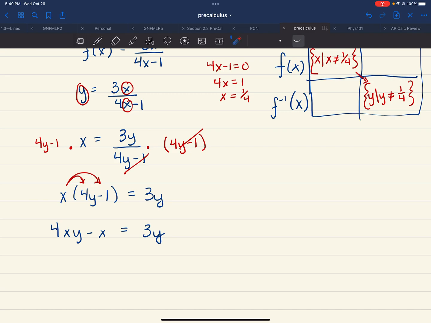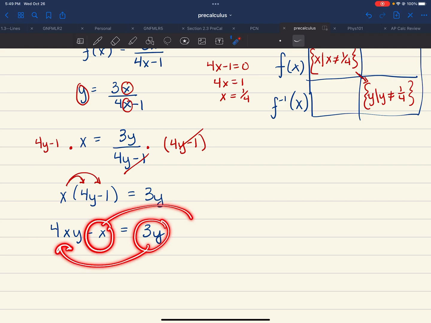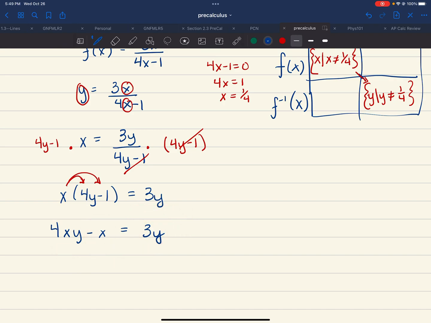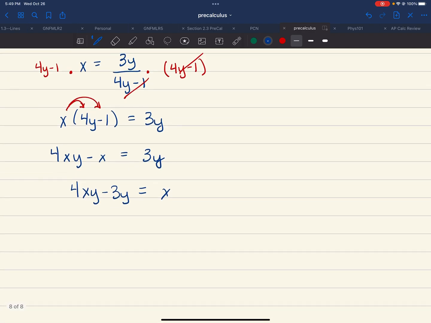Now this next thing, I'm going to do 2 steps in one. So I want all my y's on one side. So I'm going to bring this 3y over. I want anything that's not a y to go over to this side. So I have 4xy minus 3y equals x. So I have all my y's over on one side.